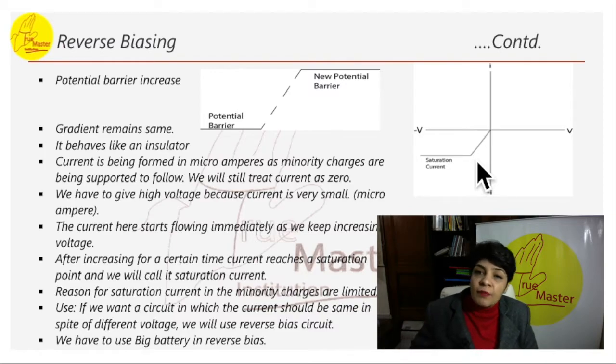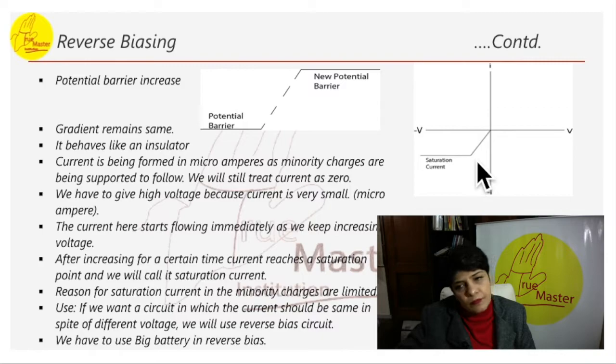So what is the main use of reverse biasing? If we want a circuit in which the current should be the same in spite of different voltages, like you're putting one battery, two batteries, three batteries, it doesn't matter, but the current flow should be the same, the small current which is coming.